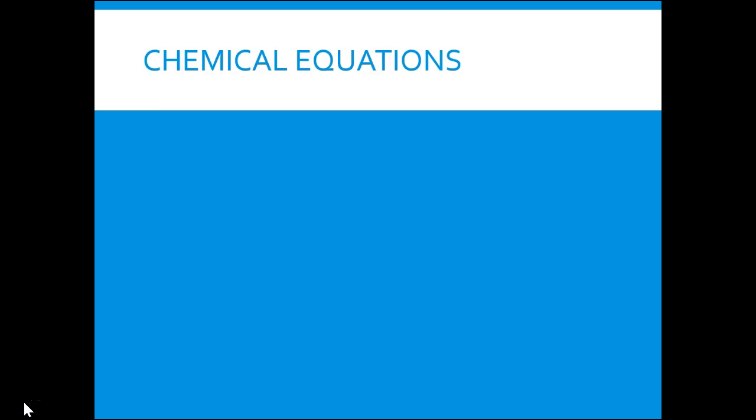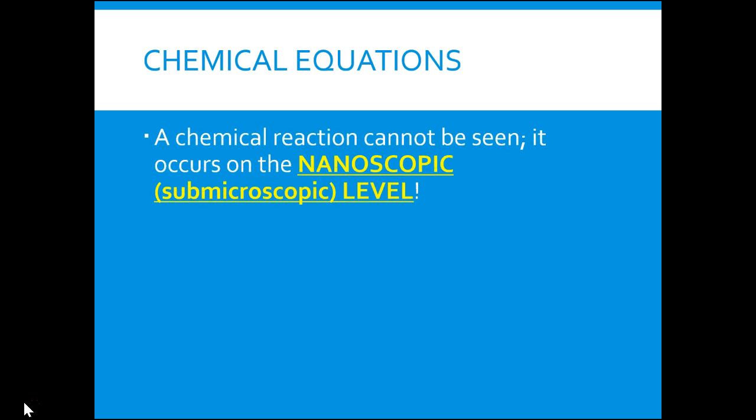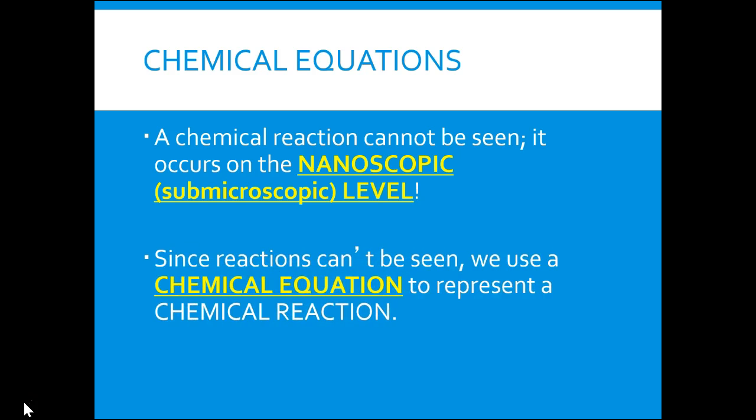Okay, so next up, chemical equations. We need to talk about the words that describe chemical equations and what that means. A chemical reaction cannot be seen. It occurs on what we call a nanoscopic level. That means at an atomic level, submicroscopic. We can't even see it with a microscope. That's why it's submicroscopic, or we call it nanoscopic. So instead of worrying about the fact that we can't see it, we write what we call a chemical equation that is representative of what we see happening in the chemical reaction.